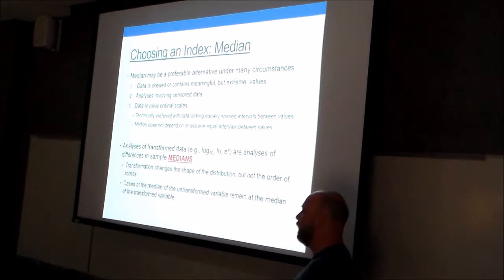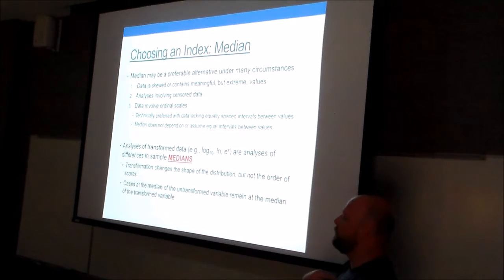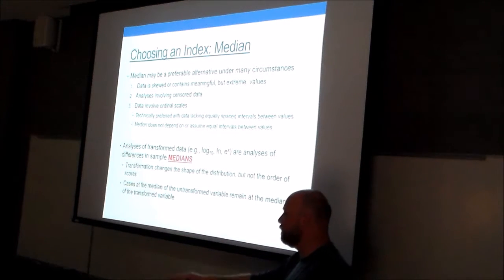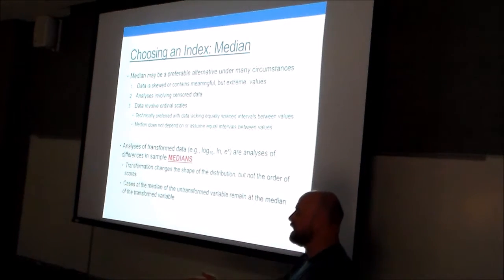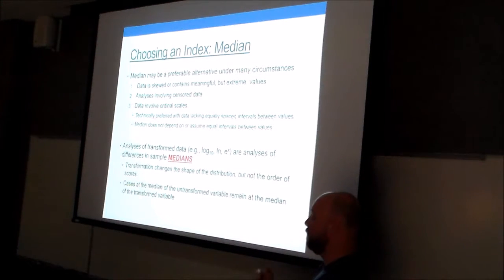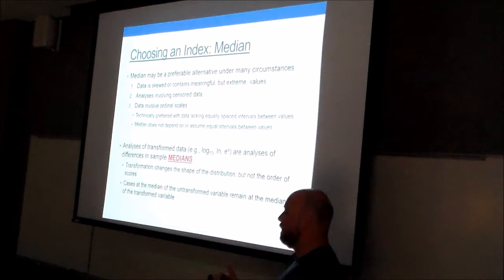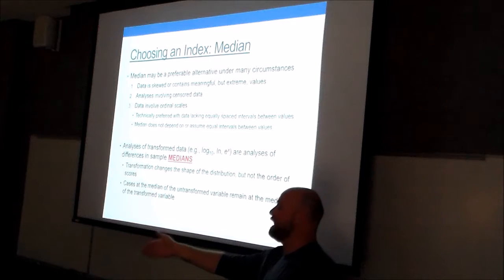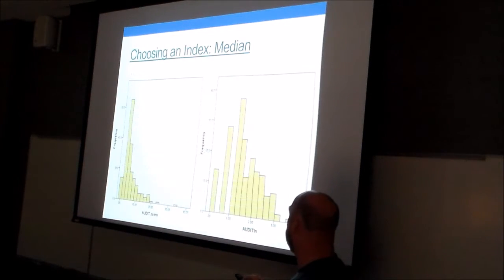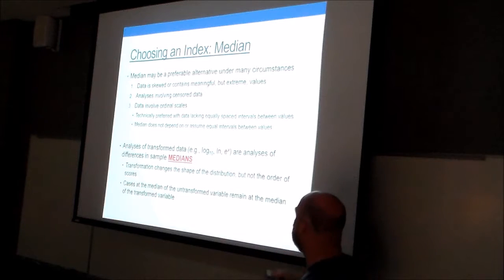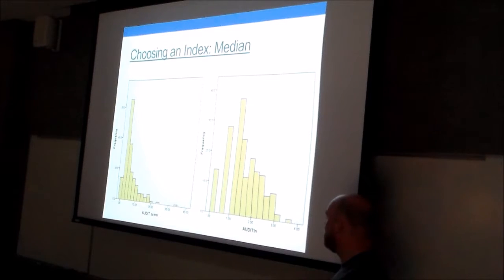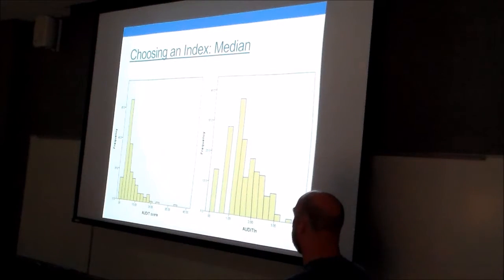So if I, in high school, drink 2 drinks a week, and Sam drinks 10 drinks a week, there's no transform that's going to make Sam's value be lower than my value. My value will always be lower than Sam's value. The distance between our values may differ depending on the transform, but he's always going to be ahead of me in terms of rank, right? So cases at the median of the untransformed variable are going to remain at the median of the transformed variable.